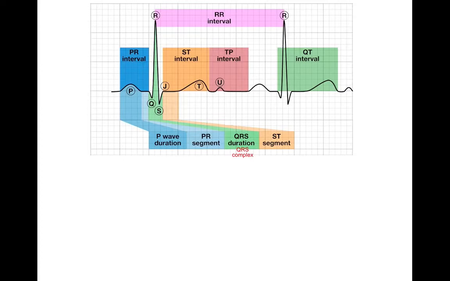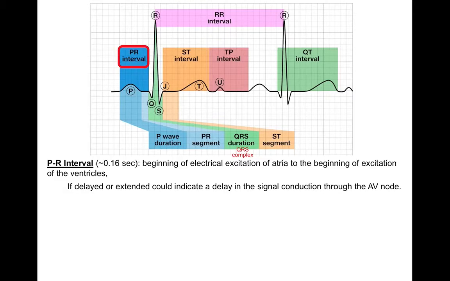So once again, this is the ECG trace with the different segments, waves, and intervals labeled. Now obviously, it's not important that you memorize this whole thing. But you do need to know the different waves: P, Q, R, S, T are the main ones. And let's look at some important intervals and segments. So the PR interval, shown here, is from the start of the P wave to the start of the R wave. So this is from the beginning of the electrical excitation of the atria to the beginning of the excitation of the ventricles.